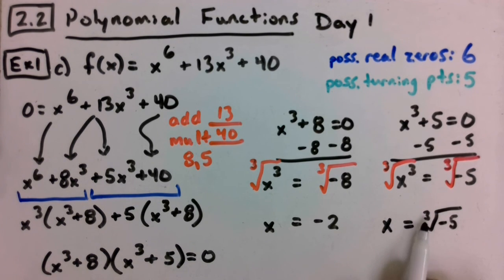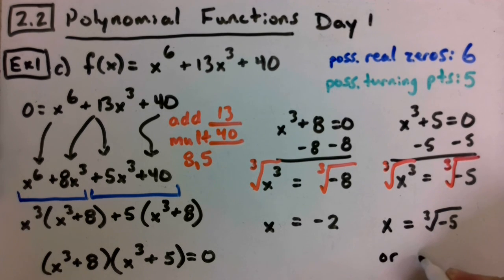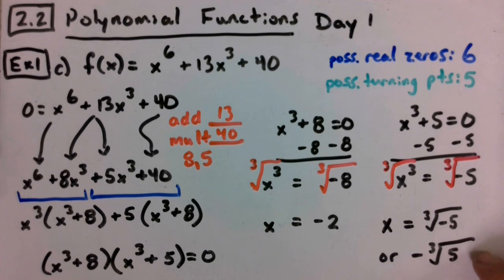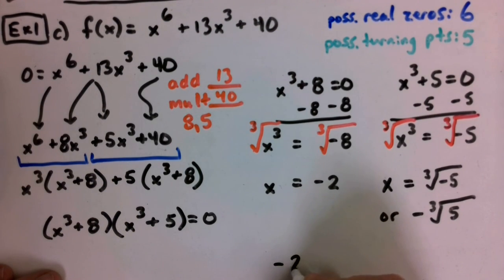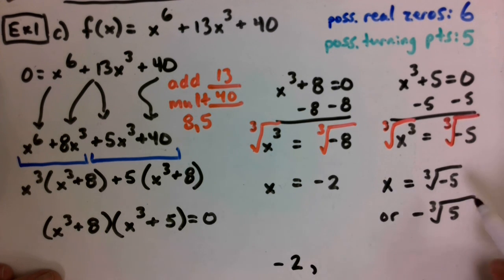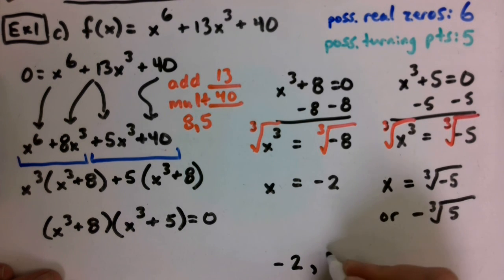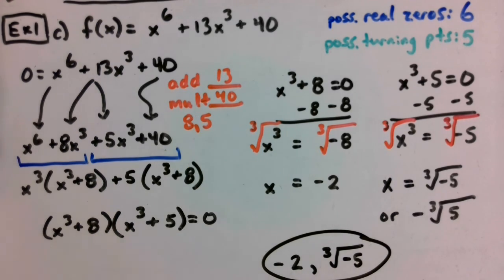Otherwise, when you have an odd index, you can bring the negative in front also. So sometimes you would see it written this way, with the negative in front instead of inside. So it doesn't matter, but we want to have one of those two for your final answers. So if we list out our final answers, negative 2 is one of them, and then our book tends to leave the negative on the inside for this, but it could be written the other way too. So that is our final answer. Negative 2 is one of our real number zeros, and then the other is the cube root of a negative 5.